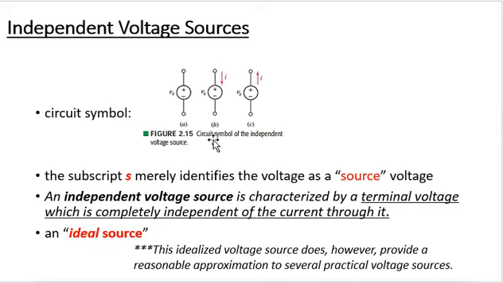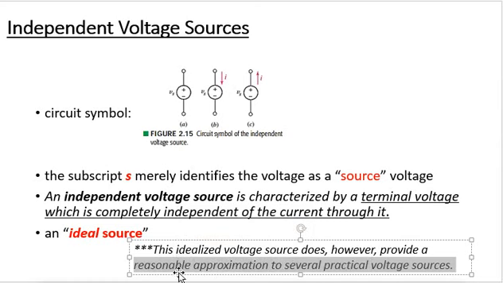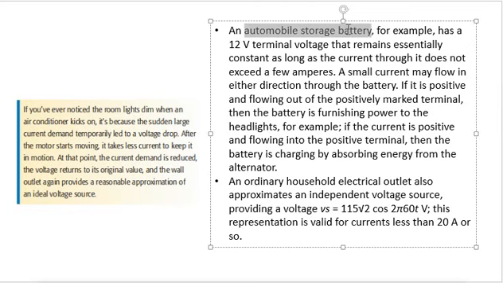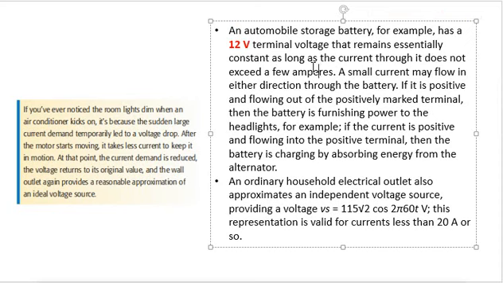Usually, itong mga independent voltage source, we call them ideal source. Okay? Bakit ideal? Ideal kasi perfect siya. Ganyan yung mga behavior ng mga perfect na voltage source, na kahit anong kuryente ang dumaan sa kanya, yung voltage niya constant. Okay, meron ba ganun in real life? Depende. Sabi dito, this idealized voltage source does, however, provide a reasonable approximation to several practical voltage sources. Meron naman. Meron din naman ganun na mga voltage sources in real life na para bang ideal source siya.